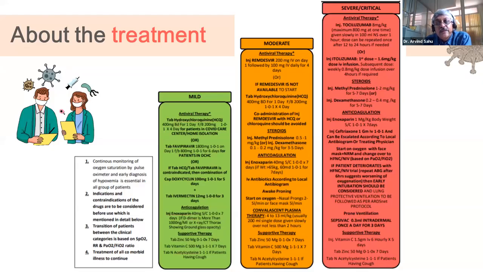And we know that small clots are getting formed in patients, which has been reported. Initially, we didn't know about this in this disease, but later on people found. So anticoagulation and also the convalescent plasma, much talked about now, is something which is given in moderate cases.